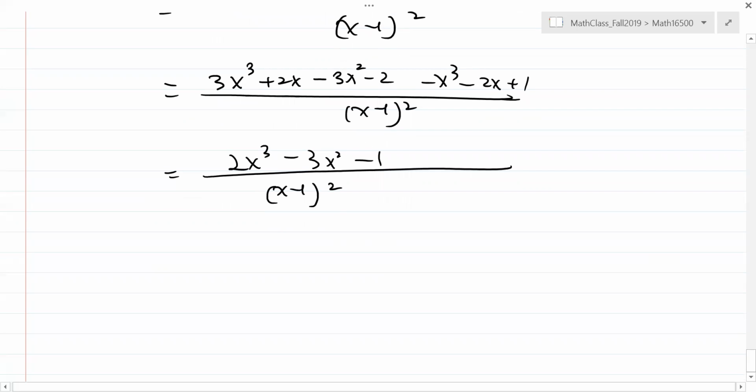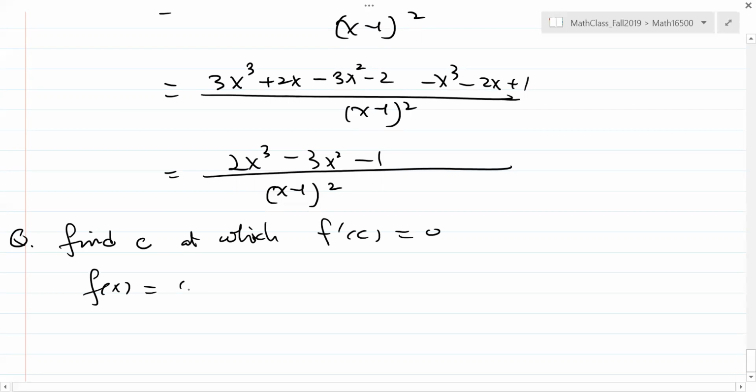Sometimes we have to deal with an inverse problem, like find the c at which f prime c equals 0. Now here's f of x, which is going to be x plus 1 over x. Okay. Now look at this function. This function is defined.